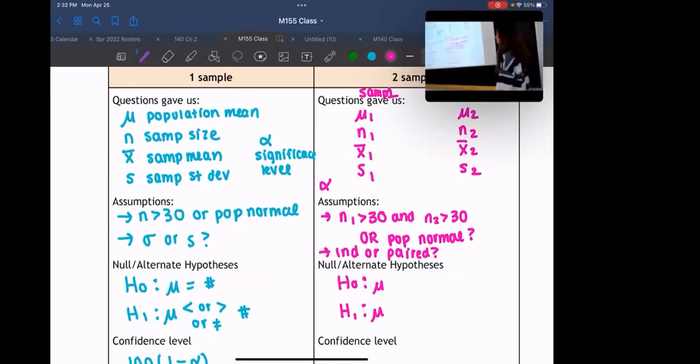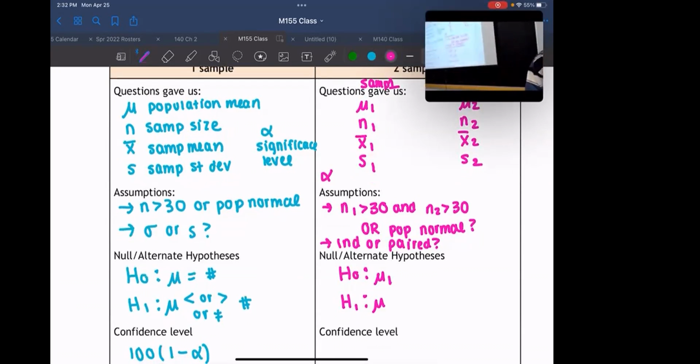Instead of just having one mean, we have two means, right? So we're not really talking about the mean being equal to a number here. What we're doing when we have two samples is we're comparing them to see how similar or different they are from each other. So the big question for the null hypothesis here isn't if the mean equals something. We're going to look to see if the first mean is equal to the second mean. Are the two means equal to each other?